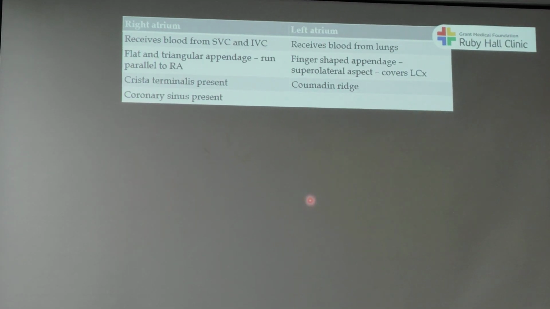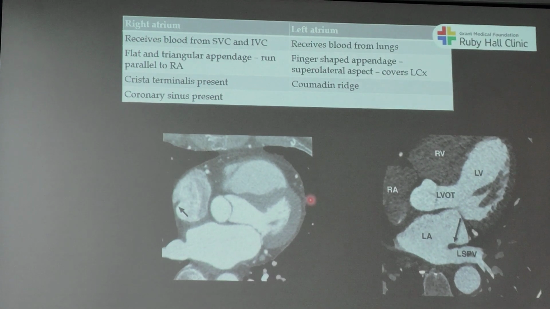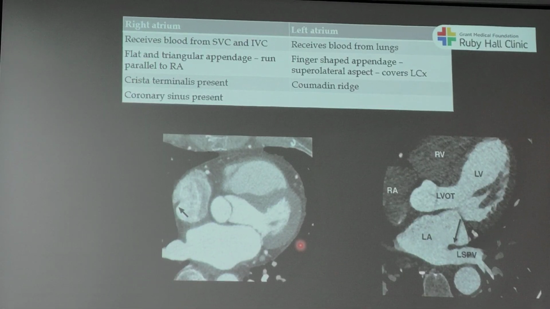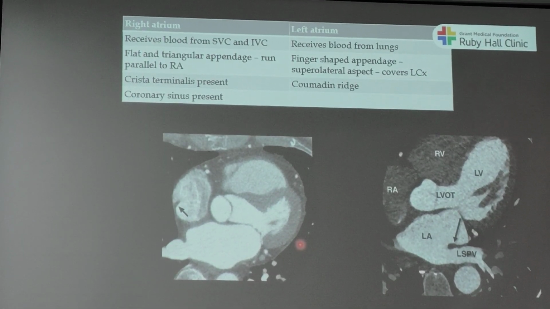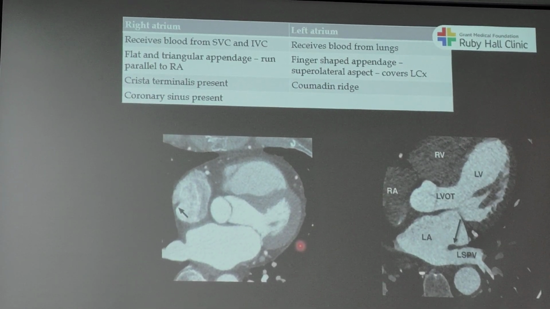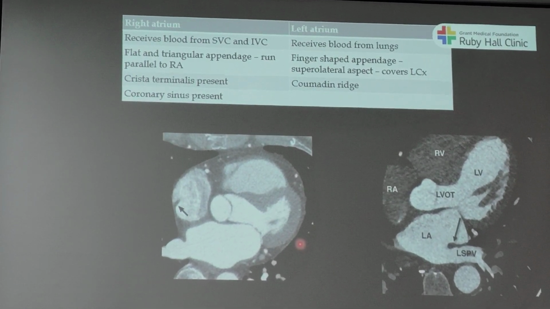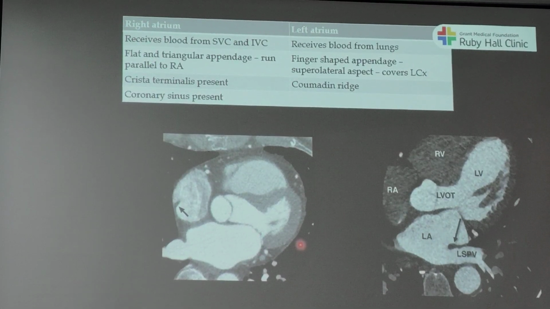Okay, next there is something called the crista terminalis over here. Okay, so the crista terminalis is a ridge. It connects the IVC and SVC junction with the RA. Okay, so it's a fold of tissue between IVC, SVC and the RA.